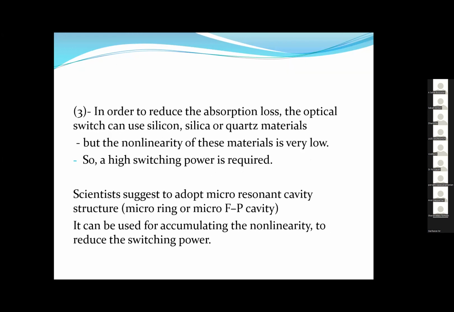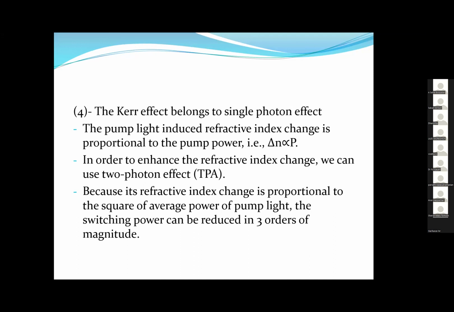So you can reduce the absorption loss, you can use silicon, silica, quartz materials, but one thing is the nonlinearity is very low. So you need higher switching power, as I told you now. So we can go for the micro ring structure, right? This is one research area which you can look into. The next one is the Kerr effect, which is going to help. To enhance the photorefractive effect, we can use the two photon effect.